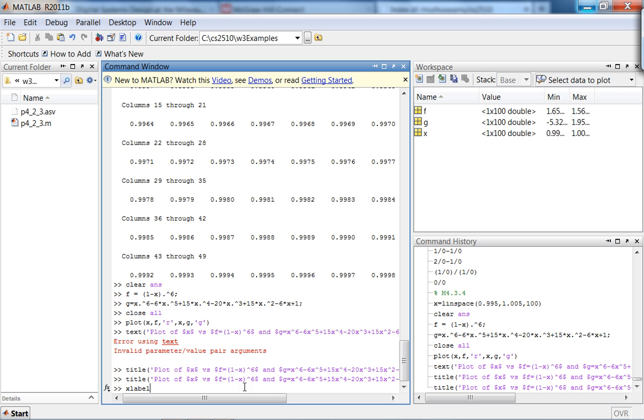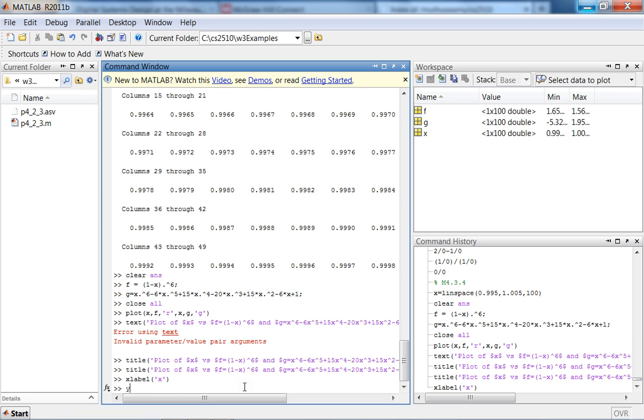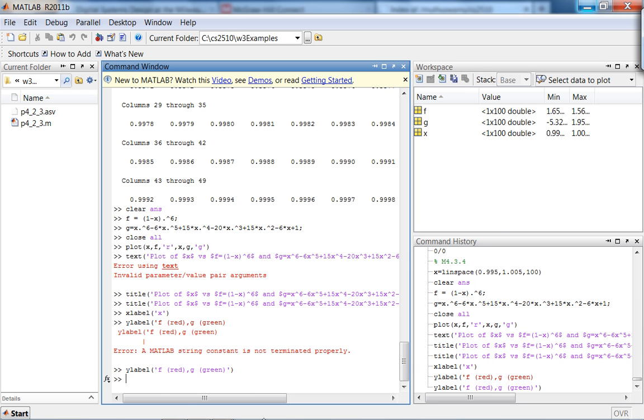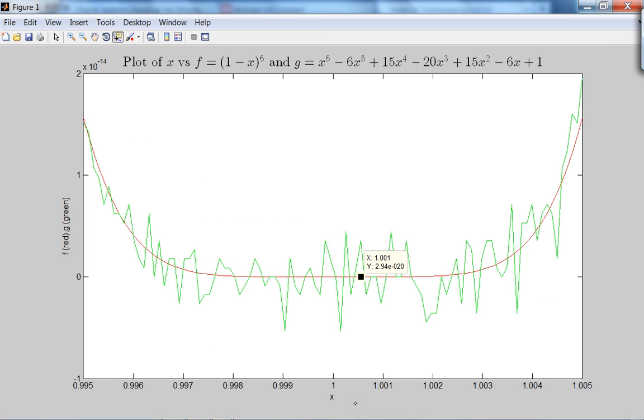Then you can also do an x label. Let me do it without the LaTeX interpreter to show you how it will look. Then y label, f in red, g in green. So it looks okay. You know, to increase the font size, etc. But of course, this inaccurate plot of g is just because of the interval. So whatever accuracy you're aiming for with floating point arithmetic depends on the problem that you're trying to solve.